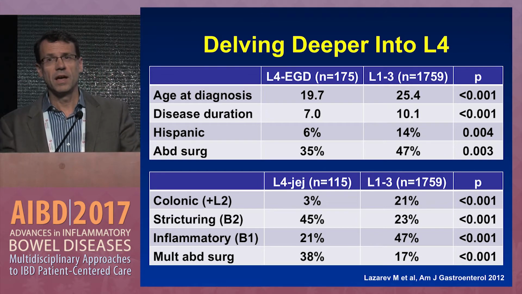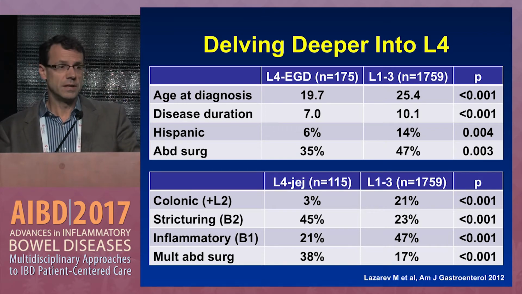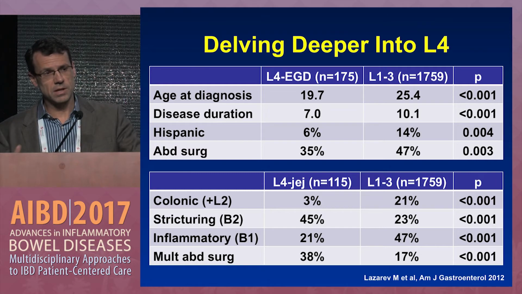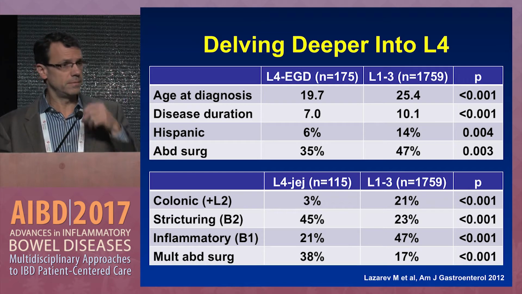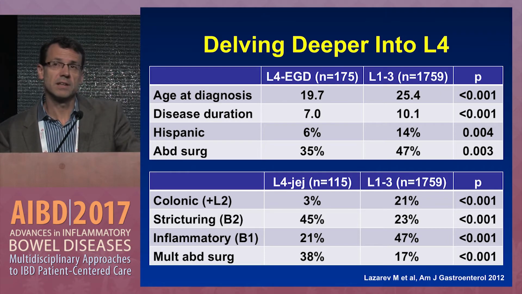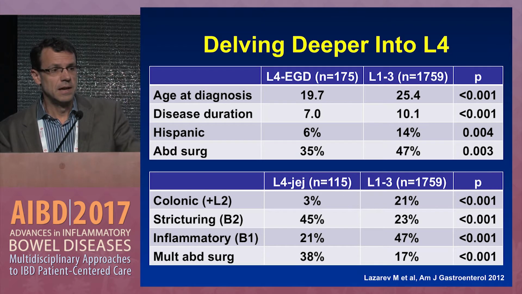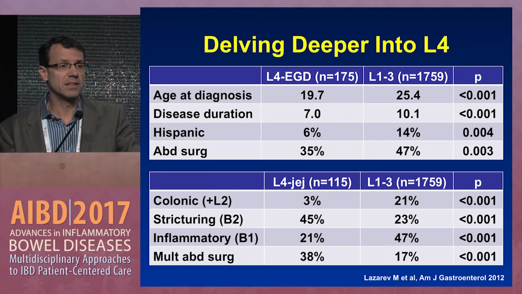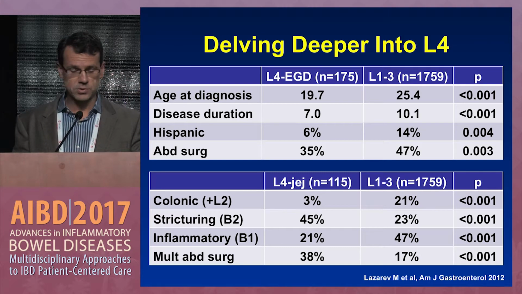What they did was they separated L4 disease into very proximal disease in the esophagus, stomach, and duodenum, and disease in the jejunum. They compared it to the L1 to L3 patients, and they also compared the two different upper GI diseases to each other. What they found was that the very proximal upper GI Crohn's disease tends to be diagnosed younger, with a shorter disease duration, less likelihood to be Hispanic in ethnicity, and less need for abdominal surgery than L1 to L3 disease. As far as the jejunal disease, it's much less often associated with coexisting colonic disease. It was much more likely to have a stricturing phenotype, and therefore less likely to have an inflammatory phenotype, and also much more likely to require multiple abdominal surgeries.